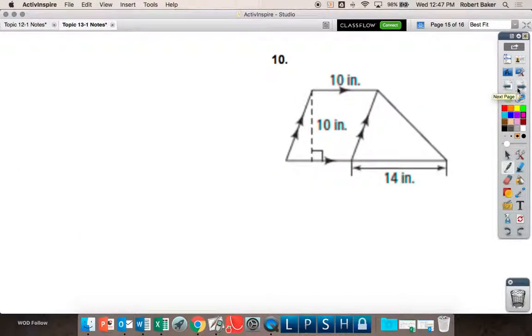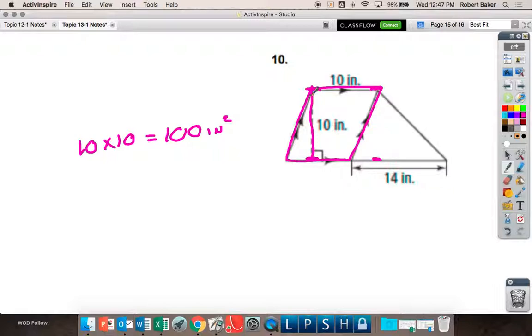Then we get to stuff like this. Does height still apply to the triangle? Same thing. So this is 10 inches long from here to here. How tall is this? 10 inches. So the area of the parallelogram would be base times height, 10 times 10 equals 100. Base times height equals 100 inches squared. So this parallelogram is 100 square inches.